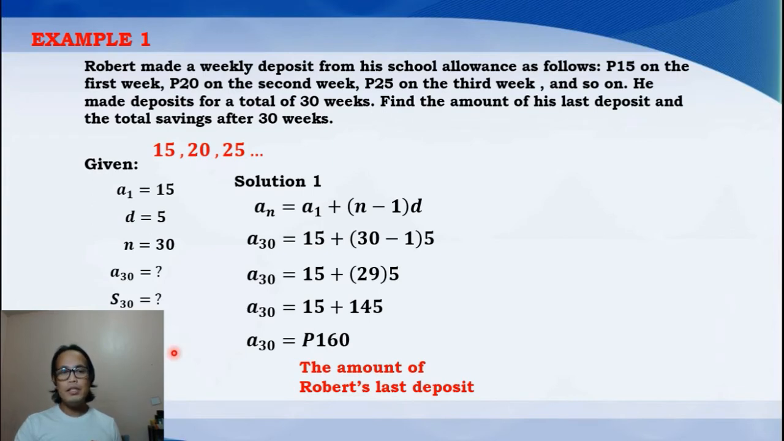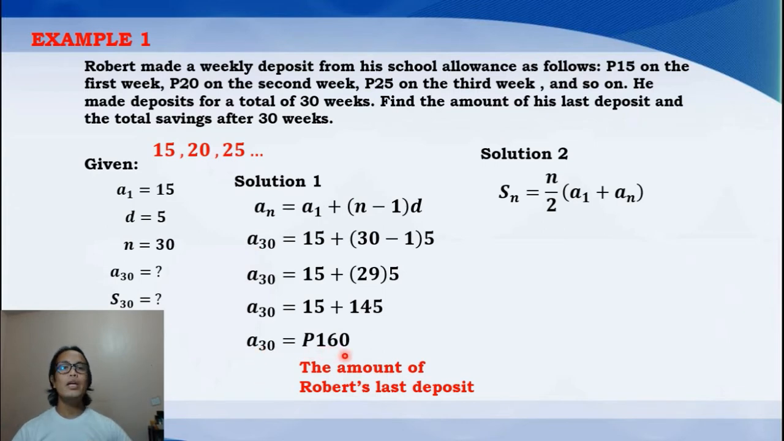Now to solve for the second unknown, which is the sum of all his savings from the first week up to the 30th week, we will have solution number 2. And of course, we will be using this formula. Since we already have the last term, which is a sub n or a sub 30, which is 160. Or we can use the second formula with the common difference because we are given here the common difference. But for the shorter solution, we will be using this formula.